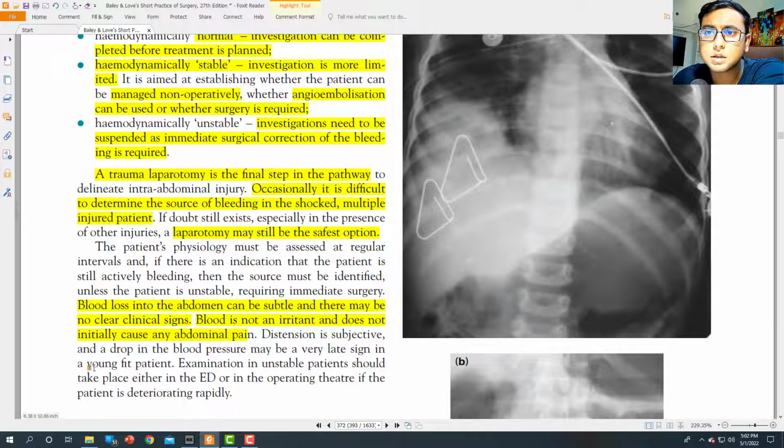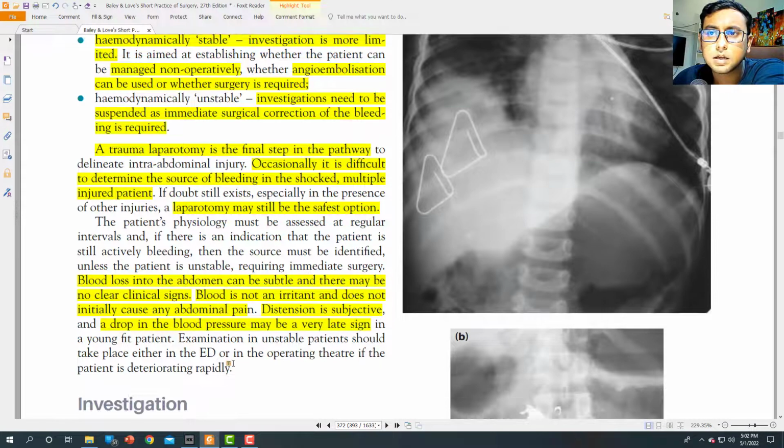So distension is subjective. The patient will say that his or her abdomen is distended, and a drop in blood pressure may be a very late sign. When blood pressure falls, or hypotension, that means the patient is in shock.